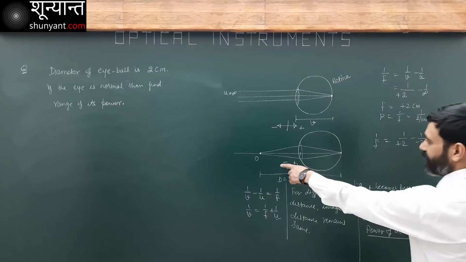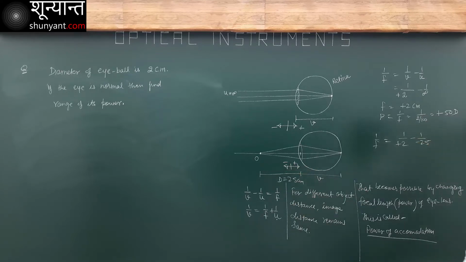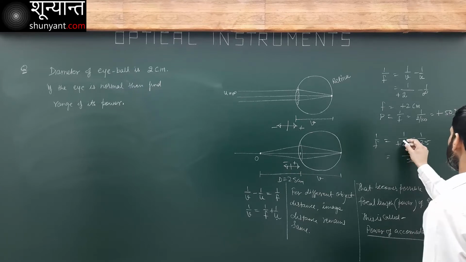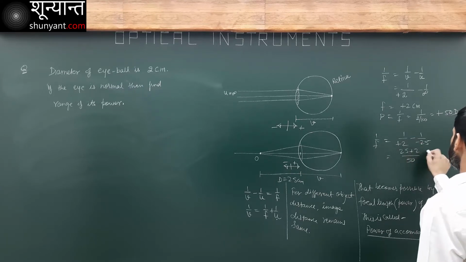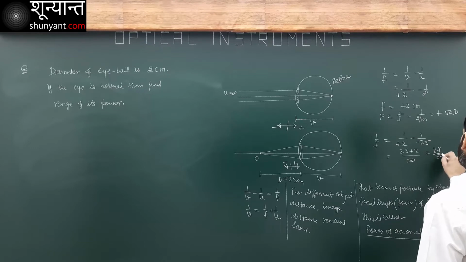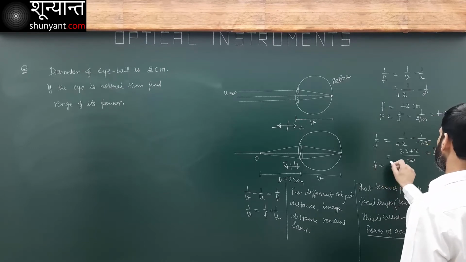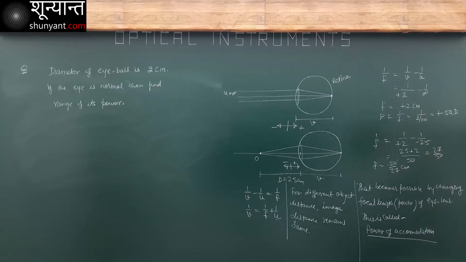Object distance will be negative. It is negative 25 centimeter. This will be equal to, it is 50 here, and this becomes 25 plus 2. Okay, so 27 over 50. So F is 50 over 27 centimeter. Focal length has changed. Earlier it was 2 centimeter. Now it has changed. It is less than 2 centimeter.